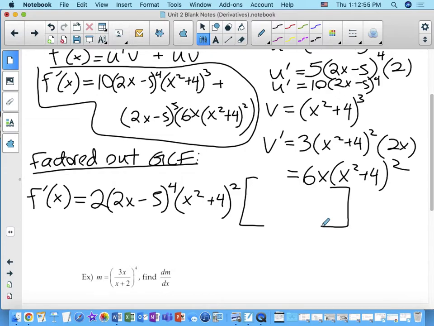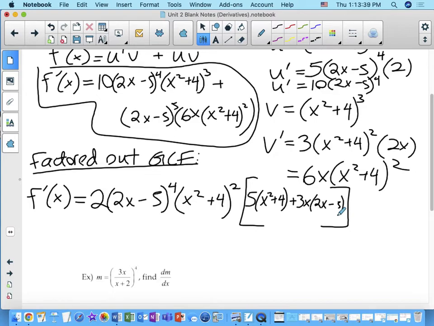From here, I've got 5 left over. Yes? Okay. I don't have anything left over from that piece. And here I've got an x squared plus 4 left over. Okay? And then from here, 2 times what is 6x? I've got a 3x left over. And I have 1 factor of 2x minus 5. And no factors of x squared plus 4.